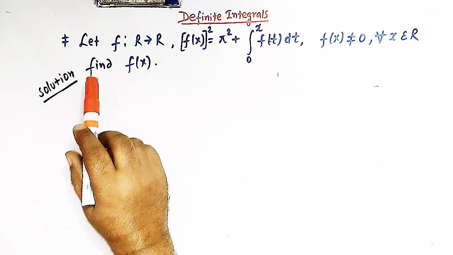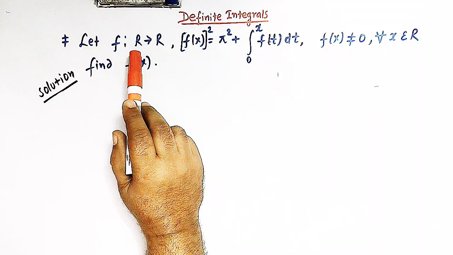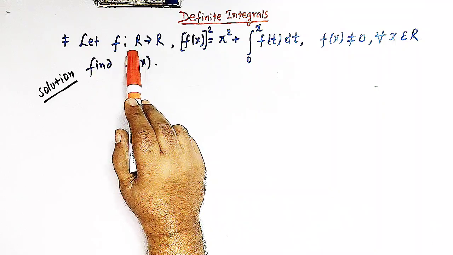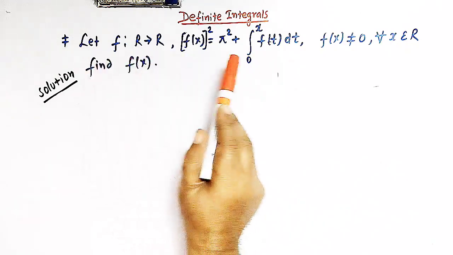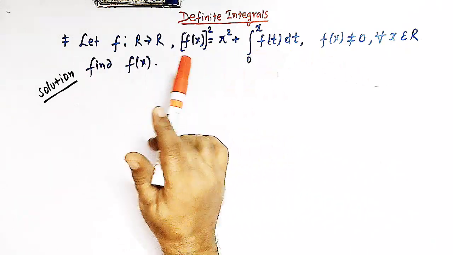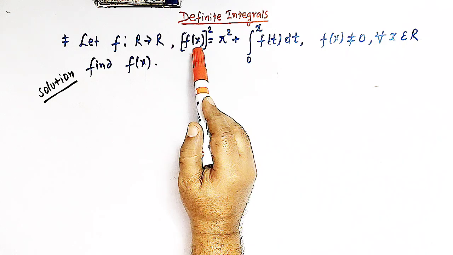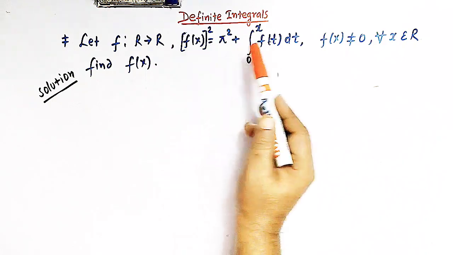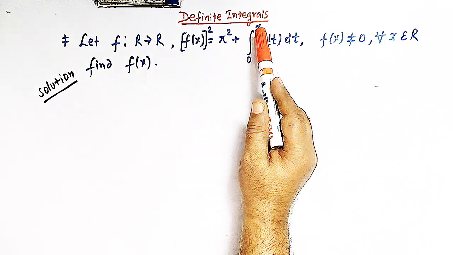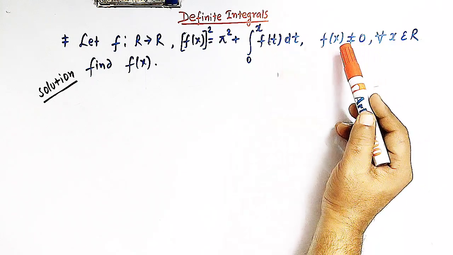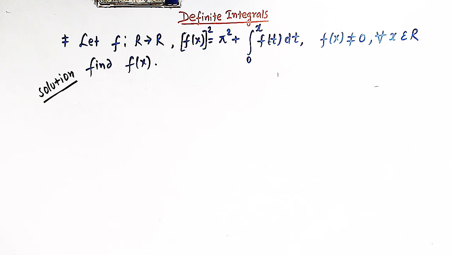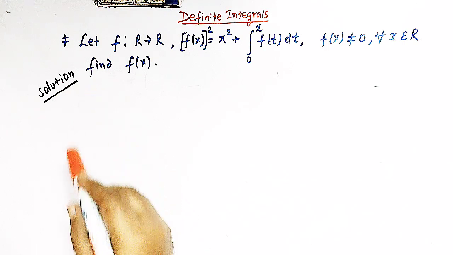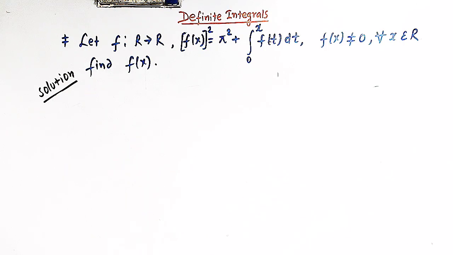So here we are given a function f from the set of real numbers to the set of real numbers, and the function f of x is defined by this equation, that is, the square of f of x is equal to pi square plus the integral from 0 to x of f of t dt, and f of x is not equal to 0 for all x belonging to the set of real numbers. And we have to find out the value of f of x, right?